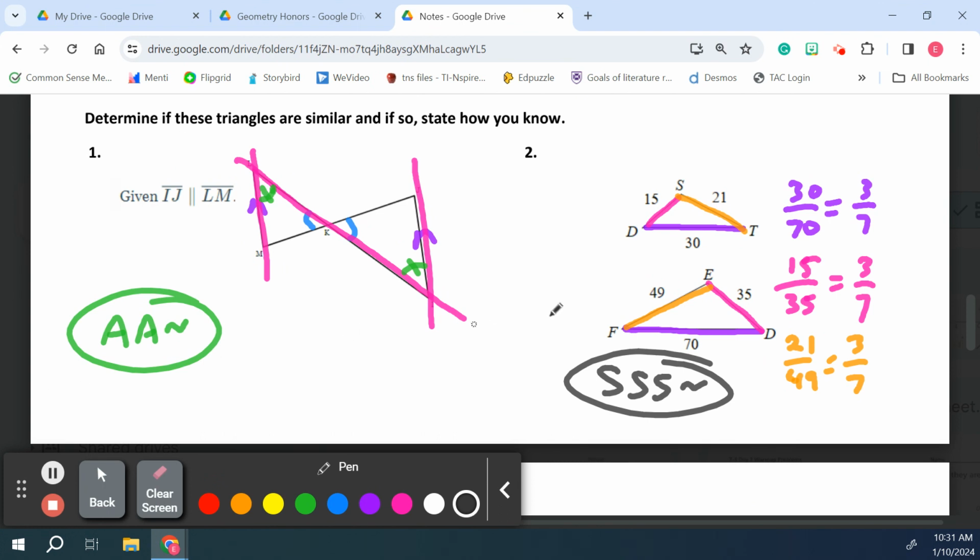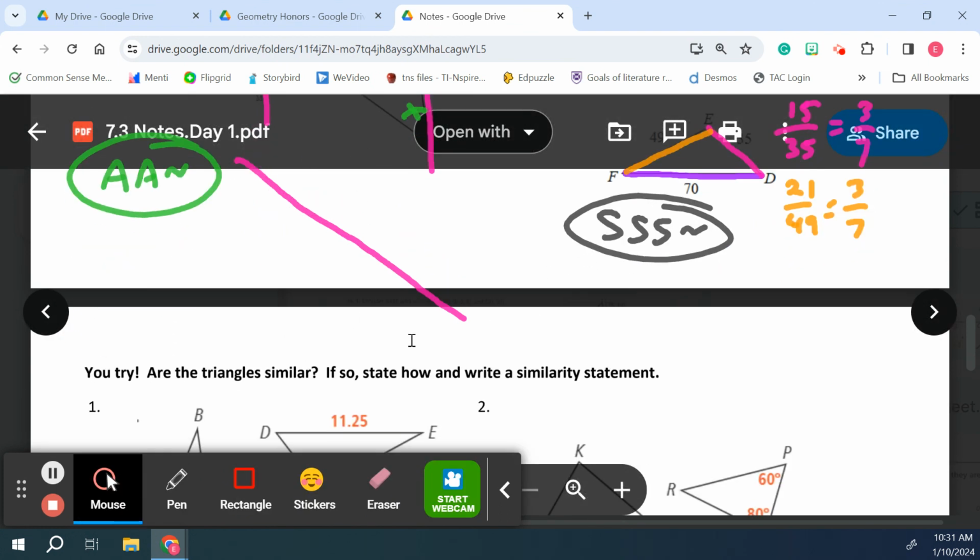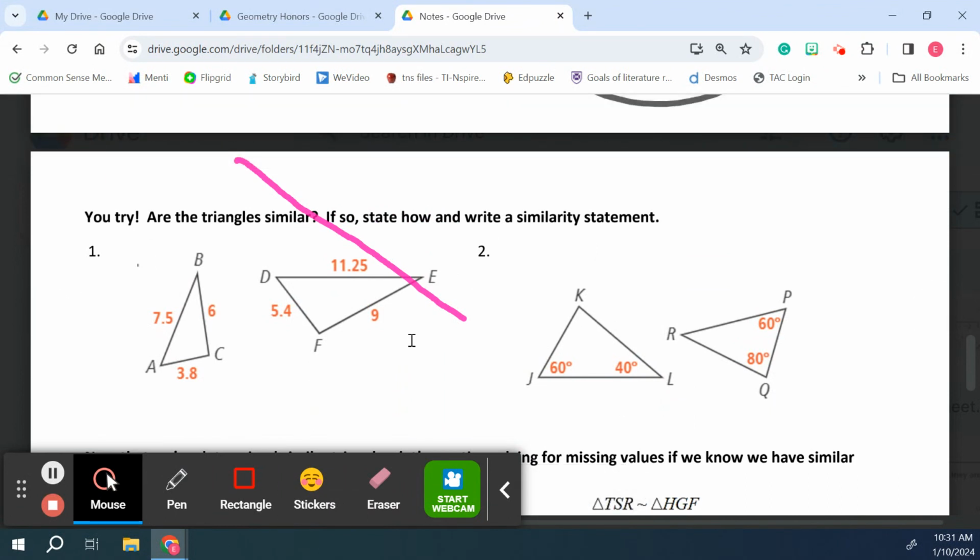I want you guys to try these first 2 on the back on your own. Sure. Just sign it in out.